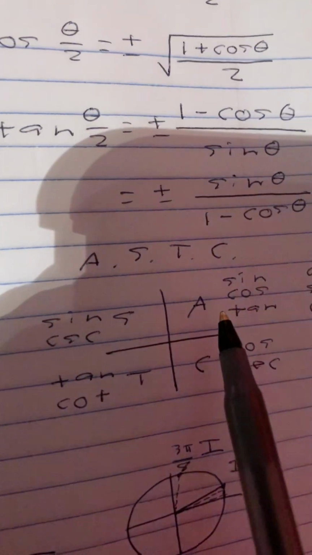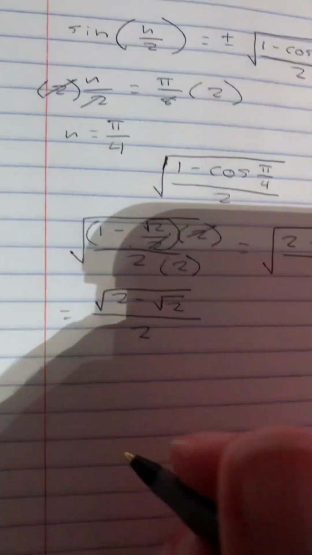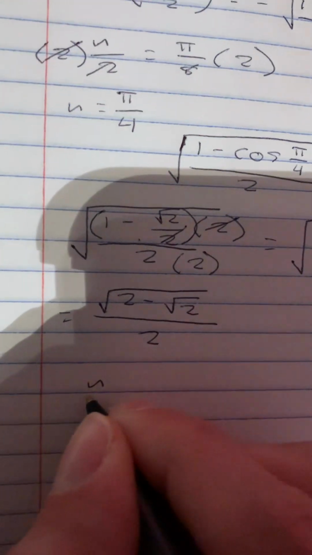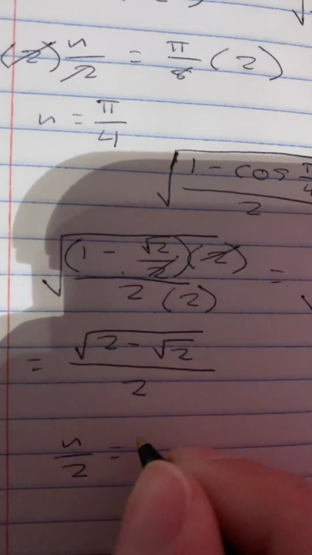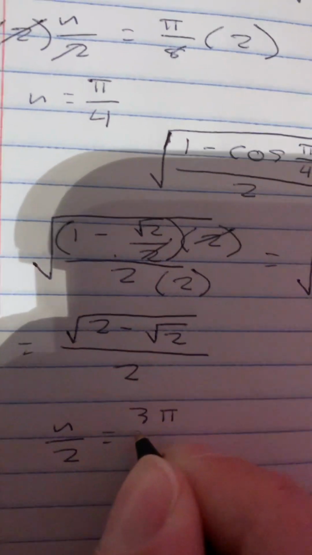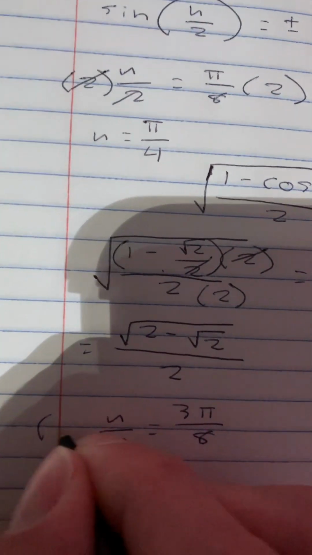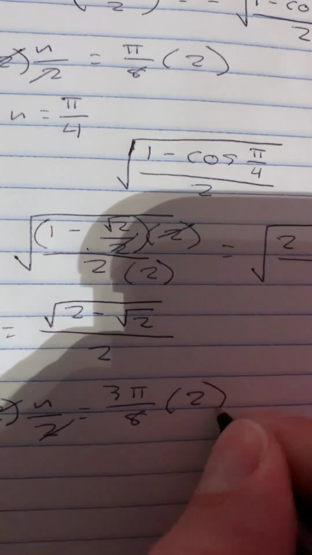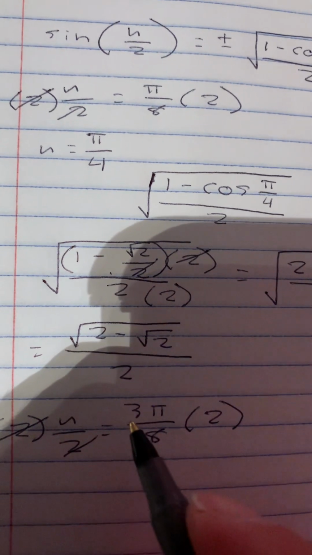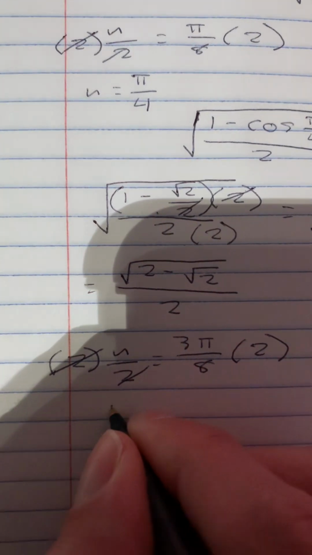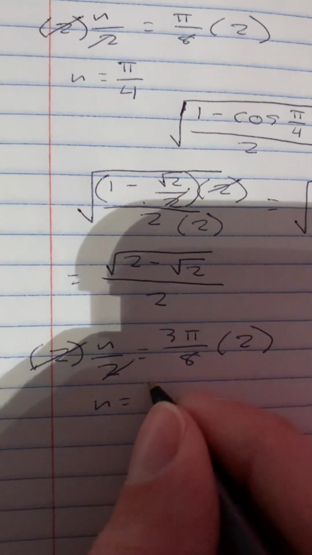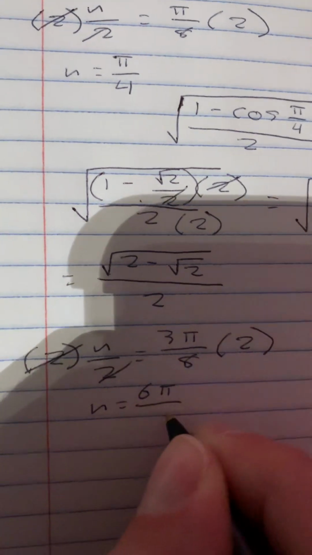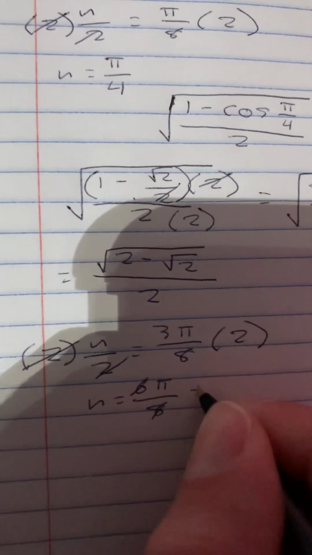So this is obviously going to be the positive square root because all 6 trig functions are positive in quadrant 1. So this, if I solve for u here, u over 2 is equal to 3 pi over 8. Multiply each side by 2. Cancel those out. And I'm just multiplying in the numerator, so I get u equals 2 times 3, which is 6 pi over 8, and that reduces down to 3 pi over 4.